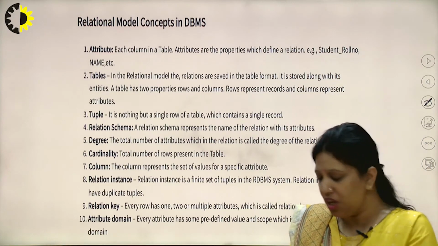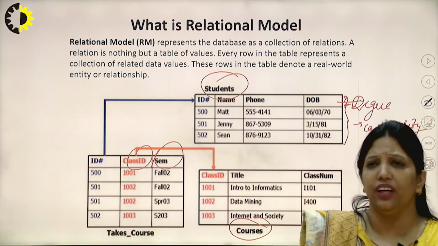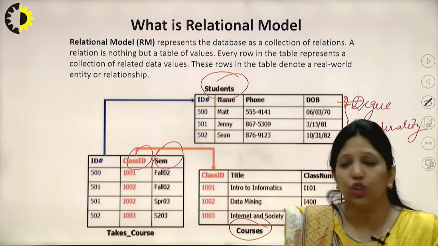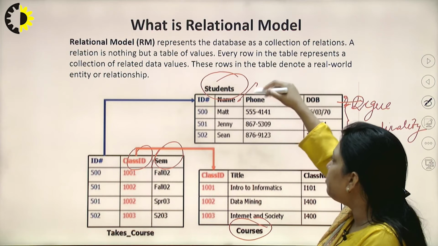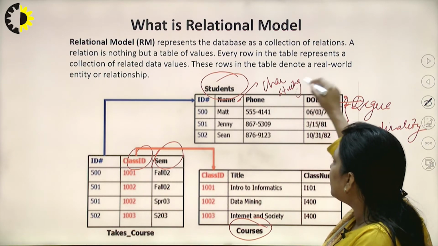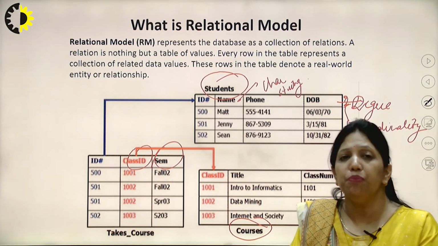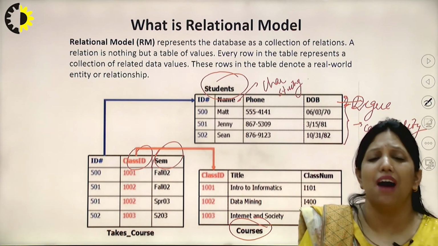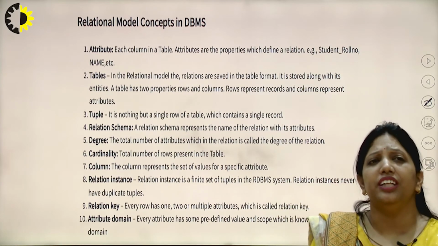For example, we use name. In name, we can use only characters. We cannot represent the name in terms of numbers. So for name, we have decided the domain is character or string. We have used only character and string for name, and we are not using integers for name. So we have a specific domain for every attribute in the table. So these are some terms that are related to the relational model.